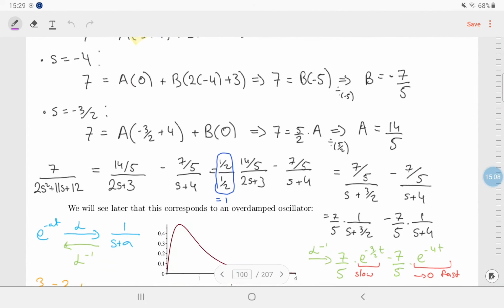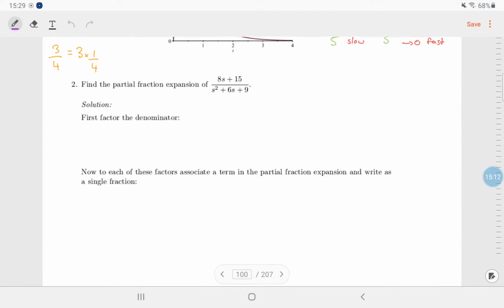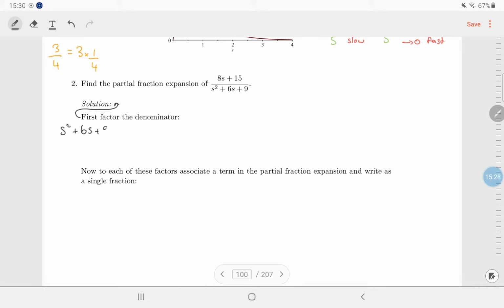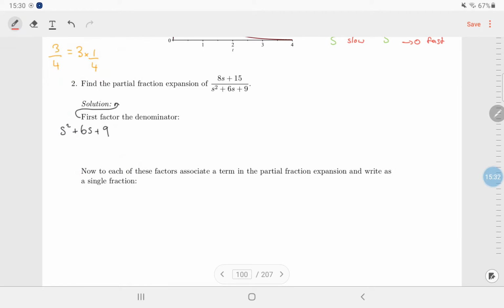So let's go and look at another example. We'll be doing a lot of examples here, but you will have to back it up by doing your own examples. Right, first of all, factorize the denominator, the bottom. So I have s squared plus 6s plus 9. So the AC method, the A is 1, the C is 9, so that's 9 and it's plus 9.